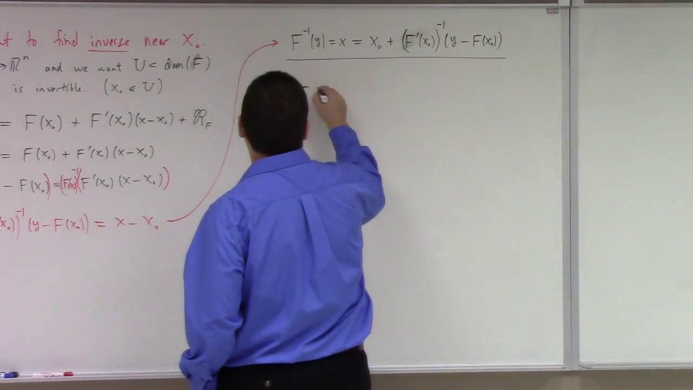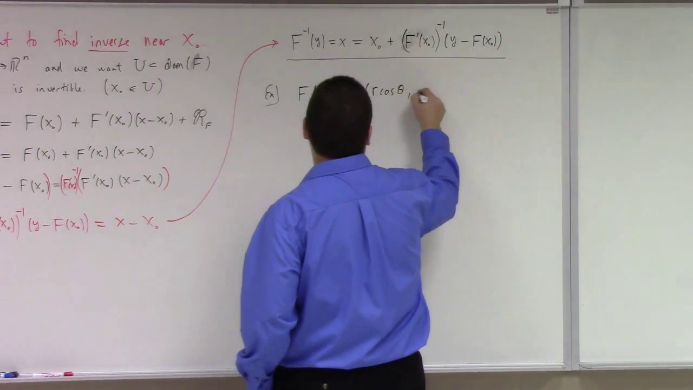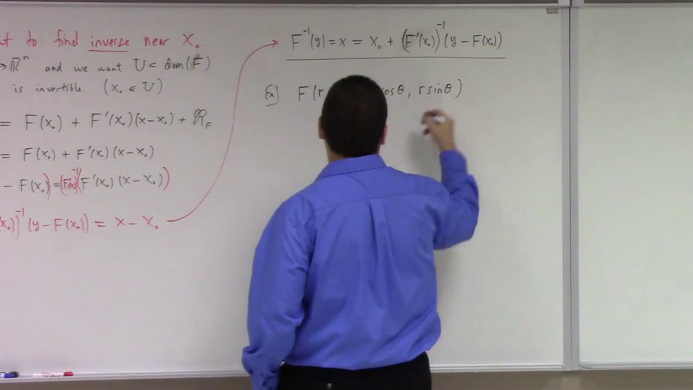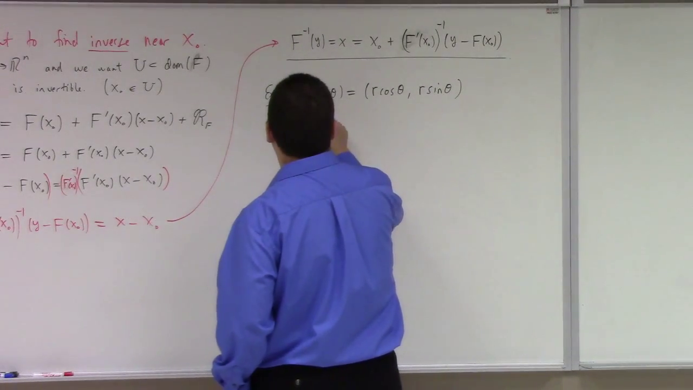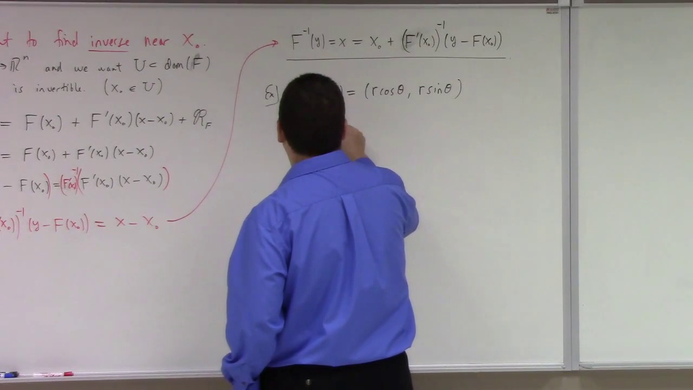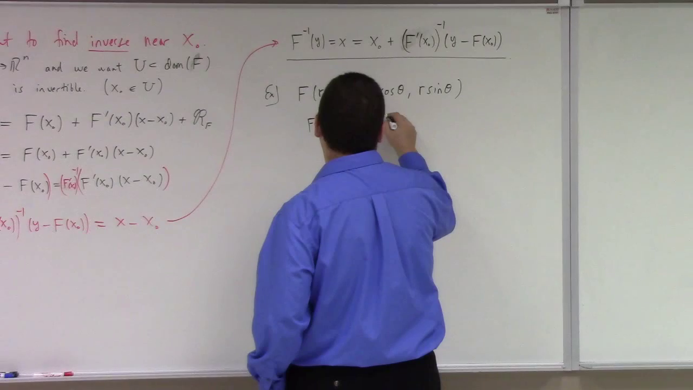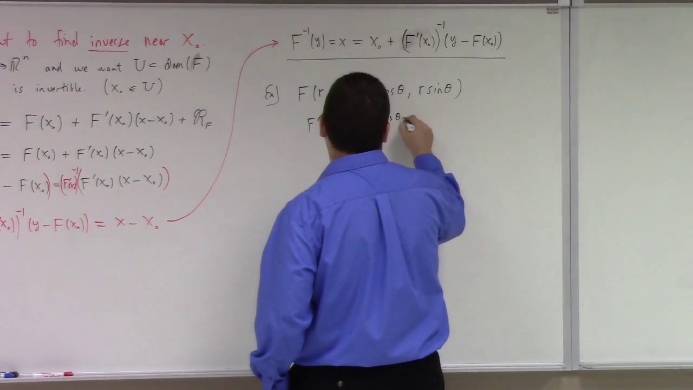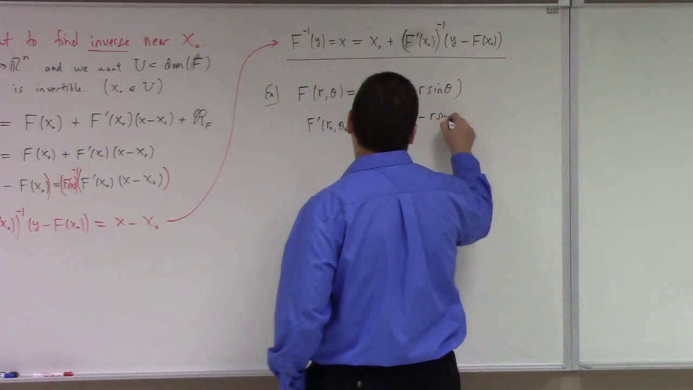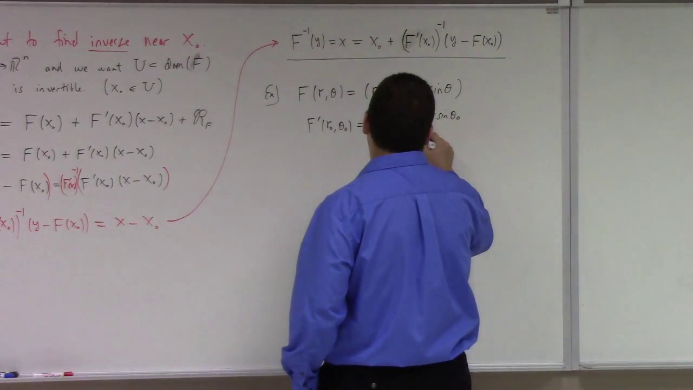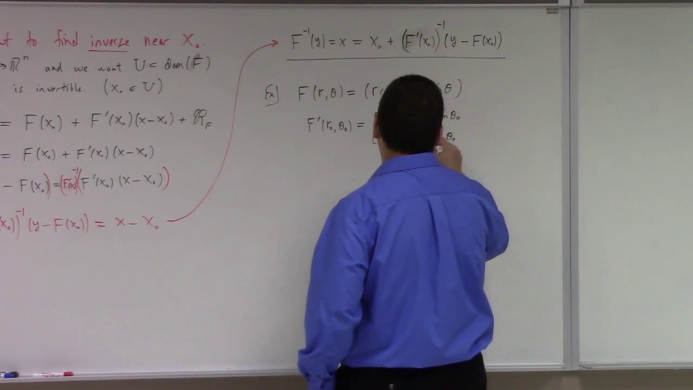if I have f of r theta equal to r cosine theta, r sine theta, right? Then f prime of r naught theta naught is equal to cosine theta naught, sine theta naught, minus r naught sine theta naught, r naught cosine theta naught. And I should say r naught.